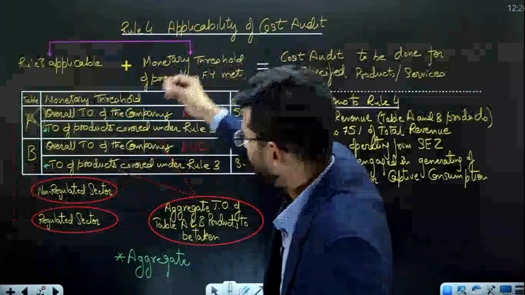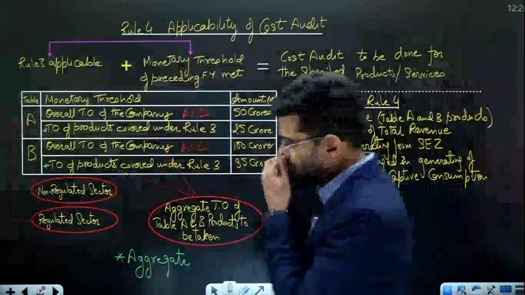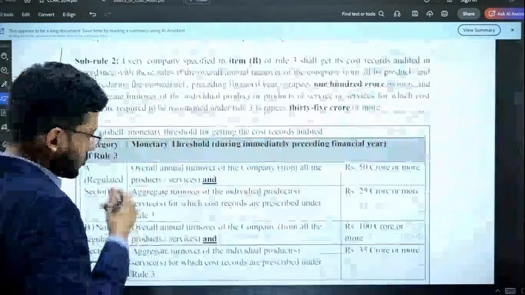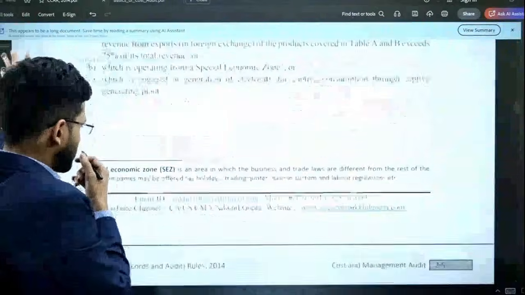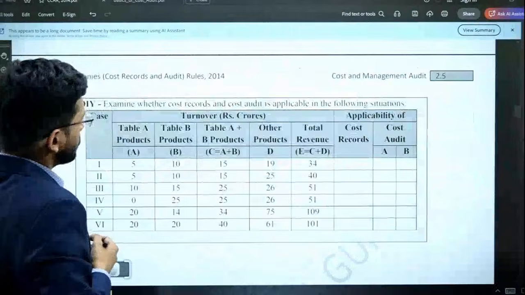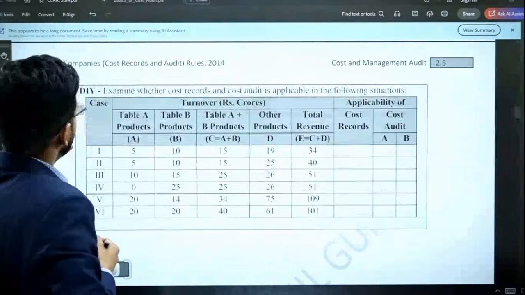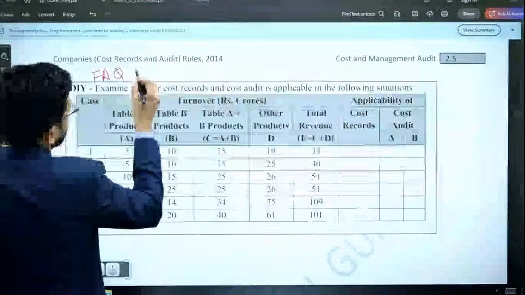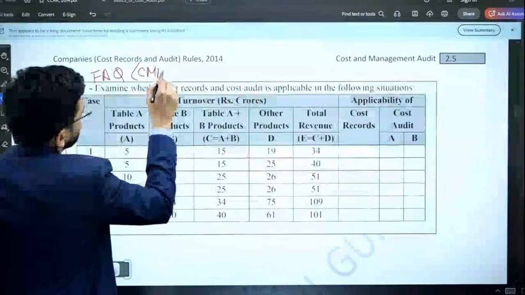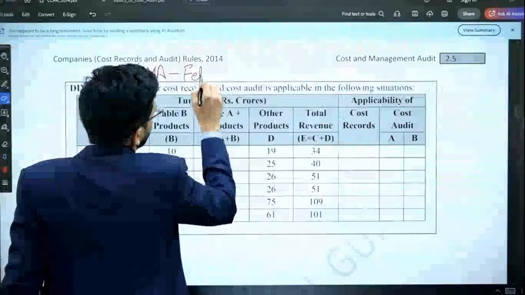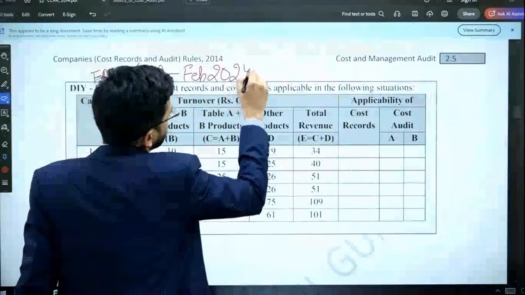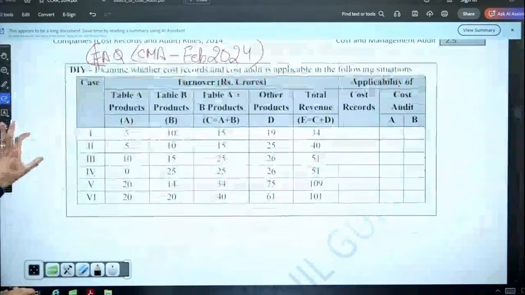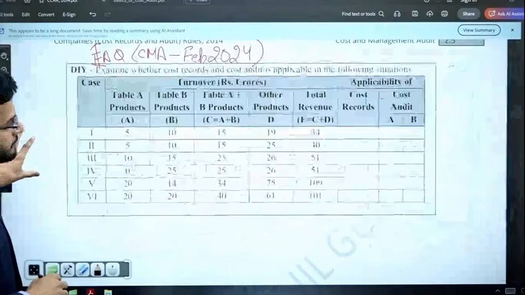Now, before entering into the nitty-gritties of this section, let us do one practical question, okay? And once we do the practical question, then you will be able to understand how to apply the monetary threshold limits. This is a practical question which I have extracted from the FAQs which have been released by the CMA Institute in February 2024. So, this example has been extracted based on the FAQs, okay?